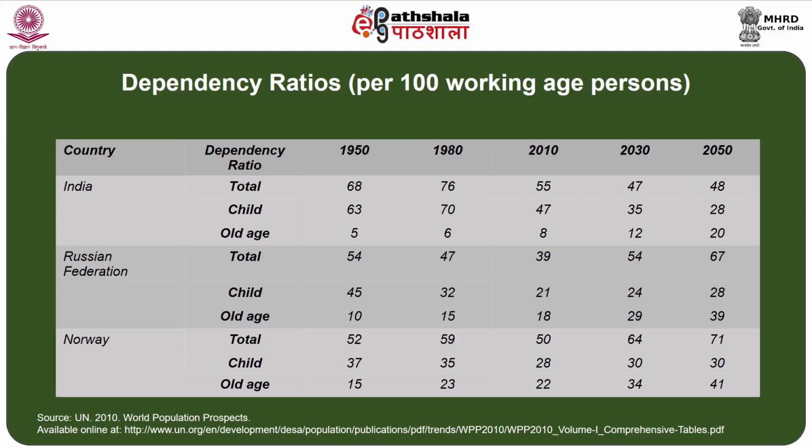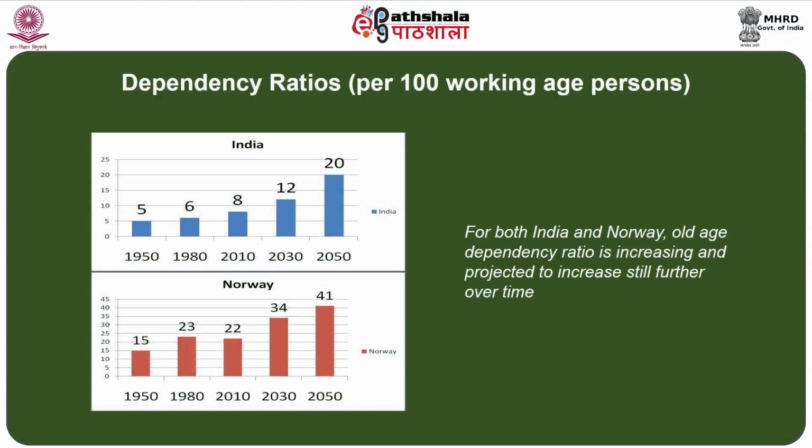The projections for 2030 clearly reveal that in Norway, the total dependence ratio is going to increase to 64, the child dependence ratio will increase slightly to 30, while the old age dependence ratio will increase to 34. The figures given below for the old age dependence ratio clearly reveal that, for both India and Norway, the old age dependence ratio per 100 working age persons is steadily increasing and projected to increase still further over the reference period.